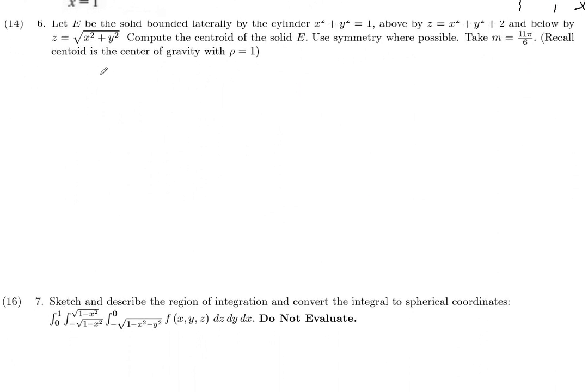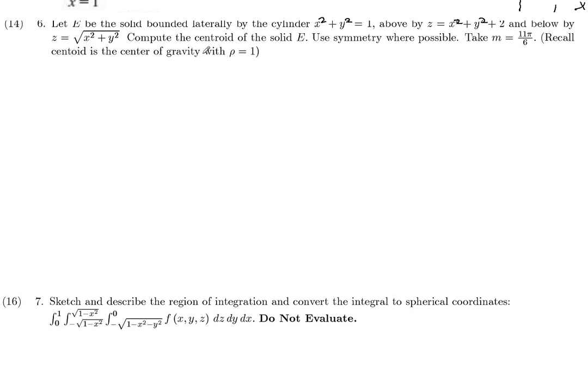Okay, and now we're looking at a solid E that is bounded laterally, so on the sides, by a cylinder here, x squared plus y squared equals 1, and above by z equals x squared plus y squared plus 2. So this is a paraboloid shifted up 2 units. And below by z equals square root of x squared plus y squared. This is a cone. The square root is a cone. If that square root wasn't there, it'd be another paraboloid.